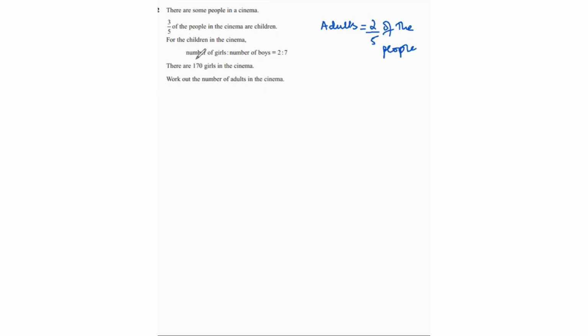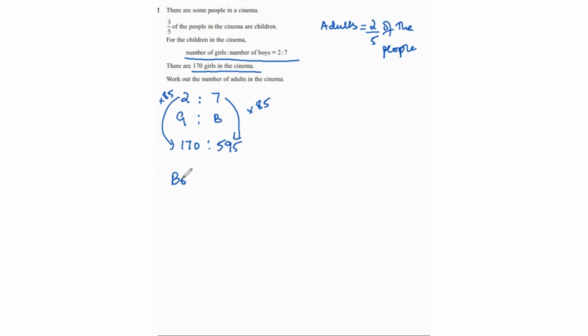Now they said that for children, the ratio of girls to boys is 2:7. There are 170 girls in the cinema. So girls are 2 and boys are 7. So 2 became 170. Now how can we turn 2 into 170? We multiply it by 85. So times 85. Similarly, if 2 is multiplied by 85, 7 also gets multiplied by 85. So that's going to be 595 for the boys.